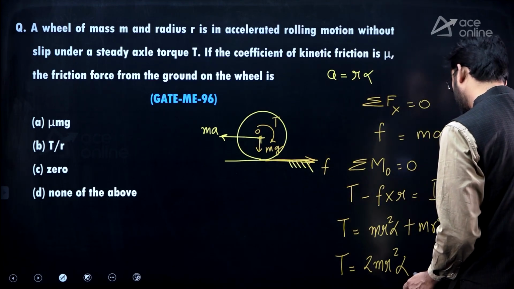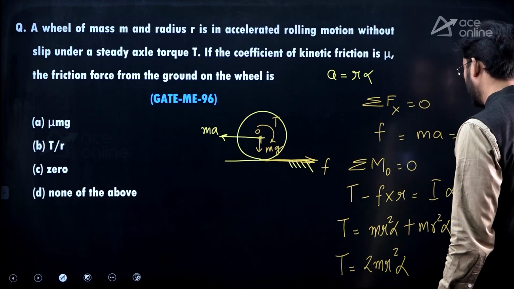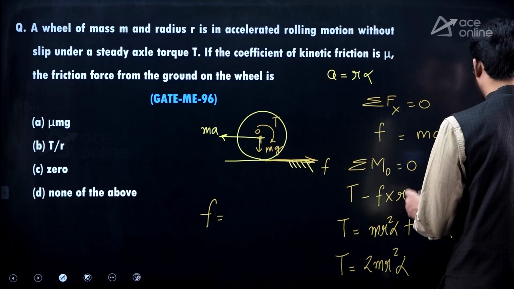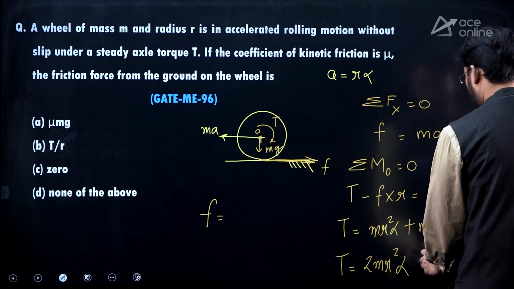So now the friction force needs to be calculated. Once we substitute here, the friction force, from here the alpha can be found out.